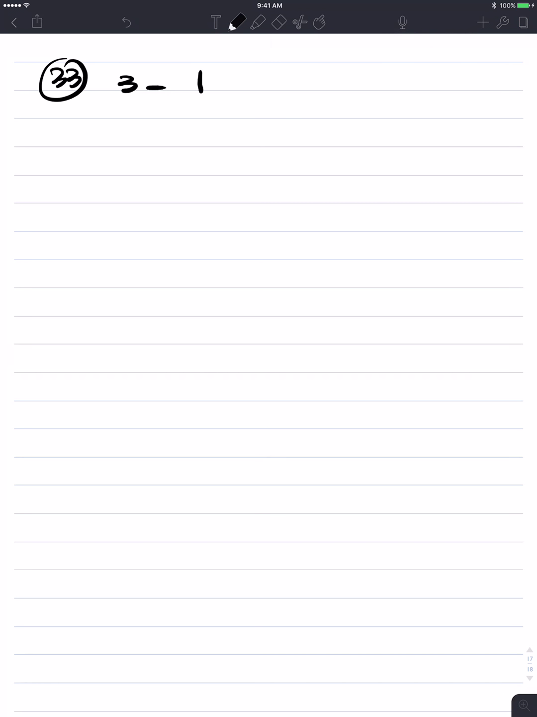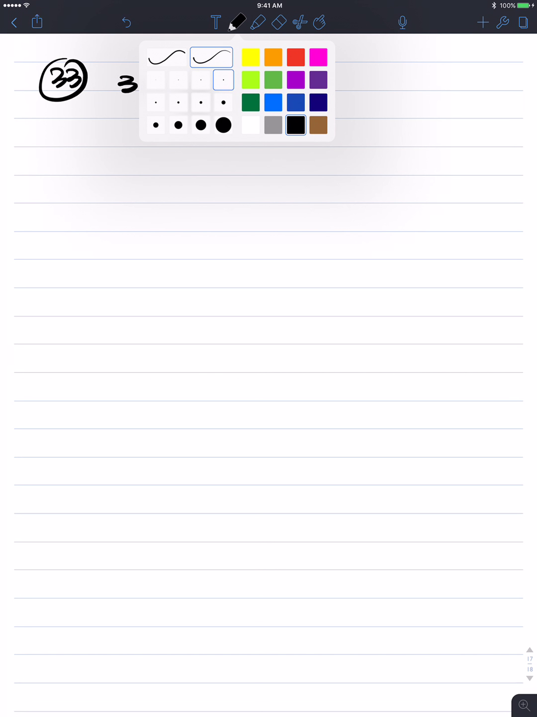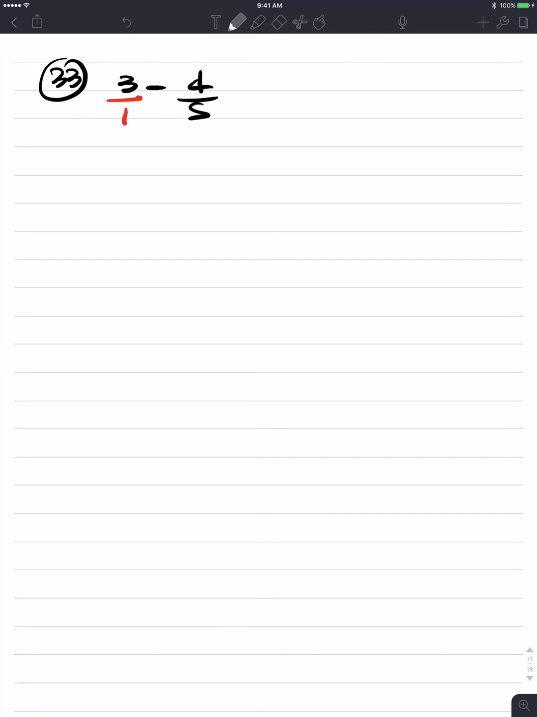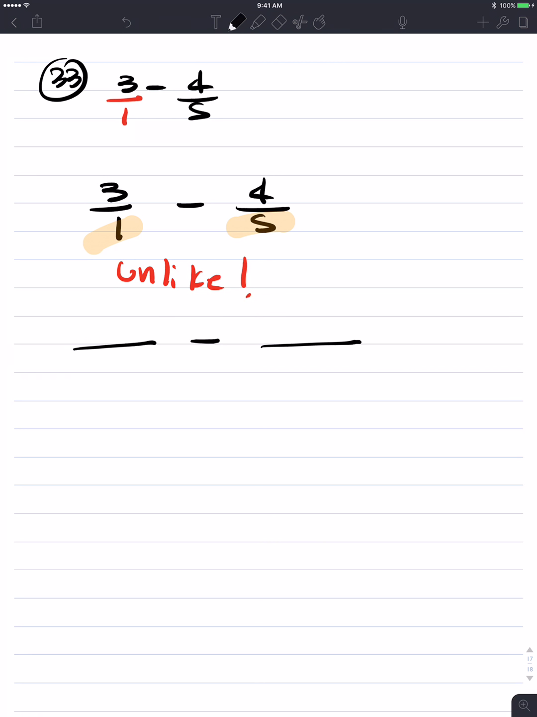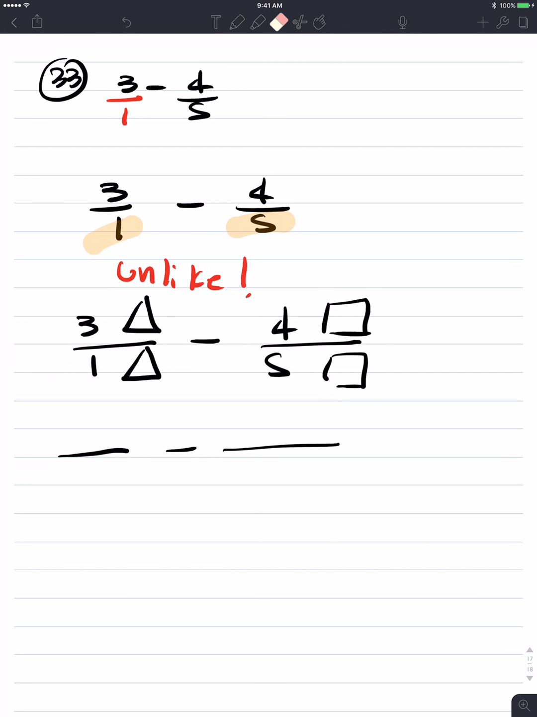We got 3 minus 4/5. A whole number minus a fraction. So you write your 3 as 3 over 1. And then notice we have, again, unlike fractions, the denominators are not the same. Three over 1 triangles, 4 over 5 squares. My LCM of 1 and 5 is 5. We have to determine what goes in our triangles and our squares.